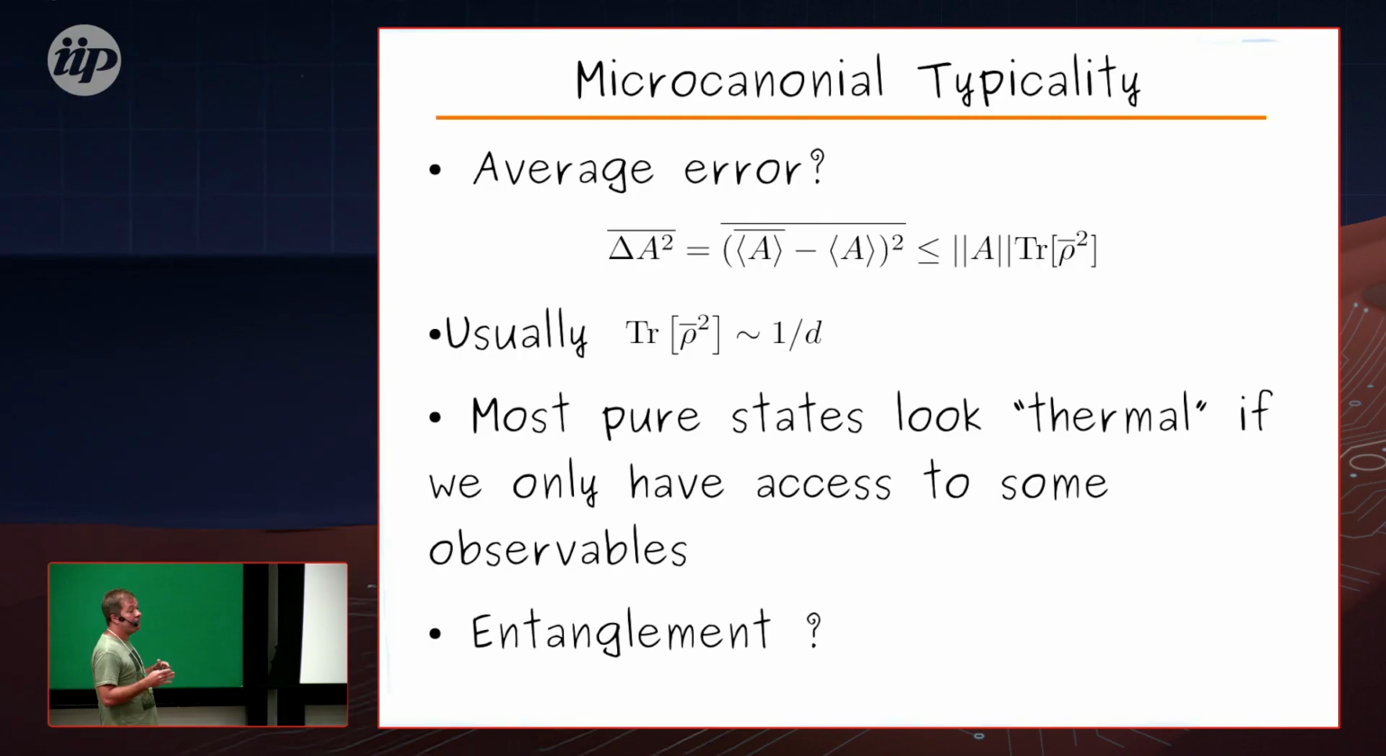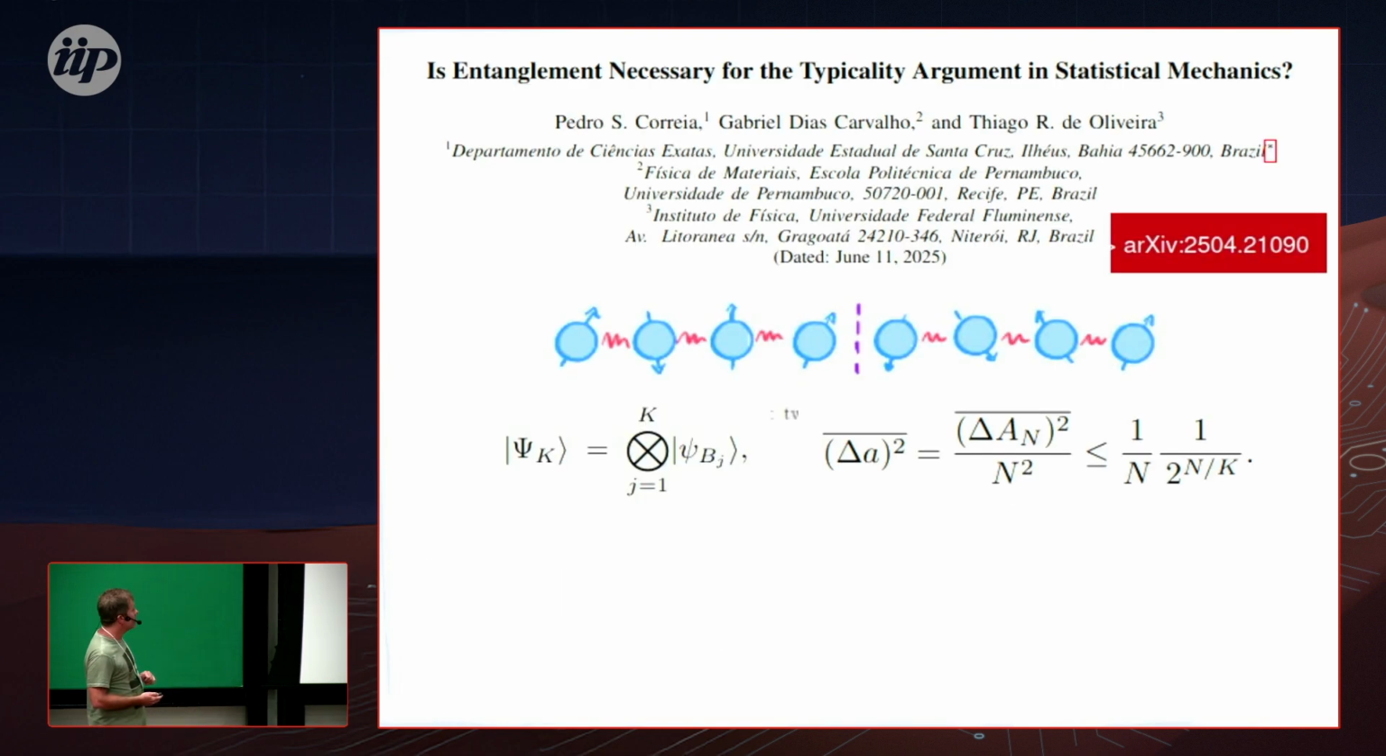Of course, if I'm able to measure all the possible observables, I'm doing tomography and I'm going to find out that I have a pure state. And the question is, where is entanglement in this argument? Because why the concept of entanglement is needed here is not clear anymore. So I think this is also a question that we recently tried to address.